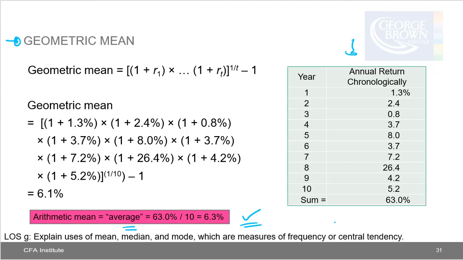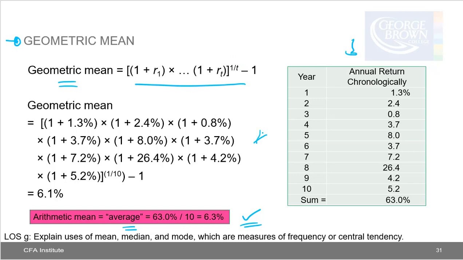Okay, but when we're looking at investment returns, it's important that we use the geometric mean. And again, you don't need to calculate the geometric mean for the exam, but here's the formula how to calculate it. The formula is big brackets, 1 plus the return, first return, times 1 plus the return 2, times 1 plus return 3. Anyhow, you multiply them all together, and you put it to the power of 1 divided by the number of returns, minus 1.